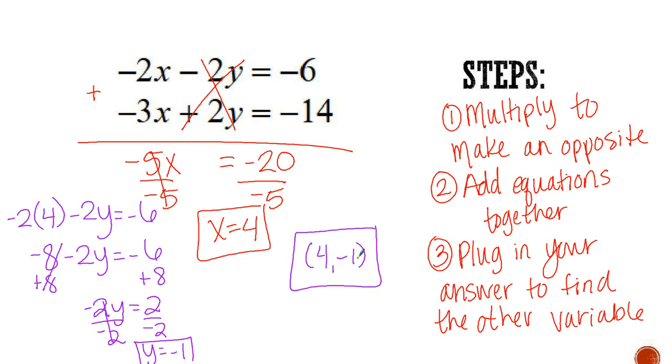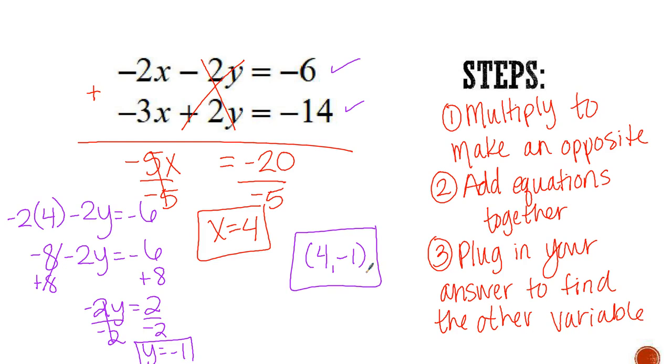So what I really want to reiterate though is I could have solved both of these equations for y and graphed them, and they would have crossed at 4, negative 1 on the graph. I could have done substitution and solved it, and I still would have gotten 4, negative 1, or I can do elimination. So 3 different ways.